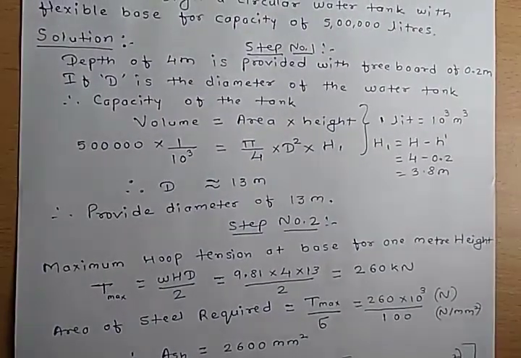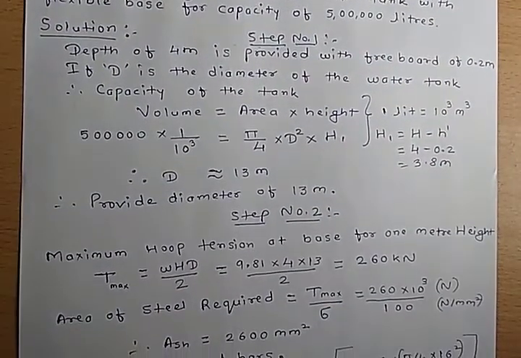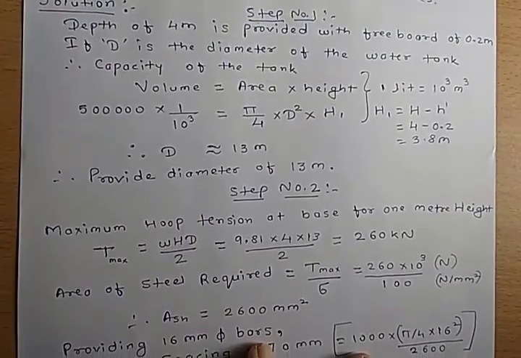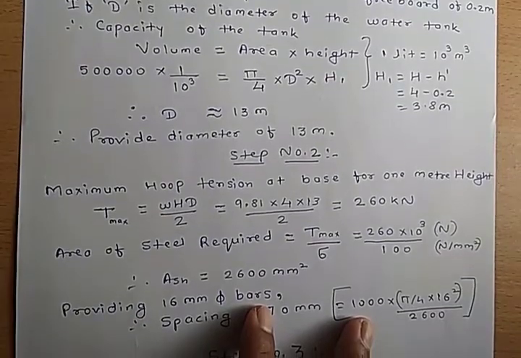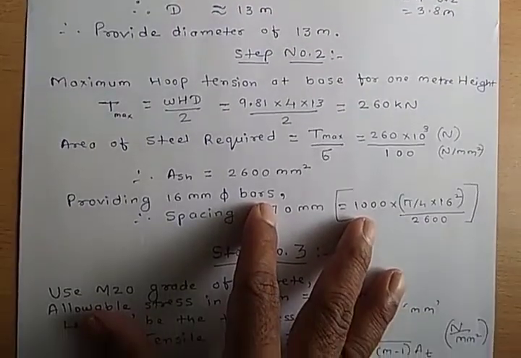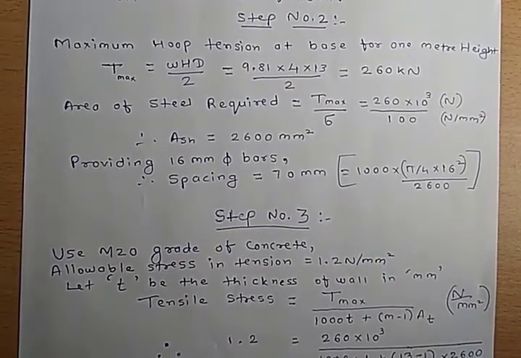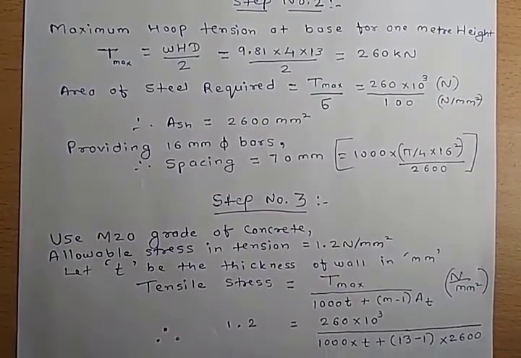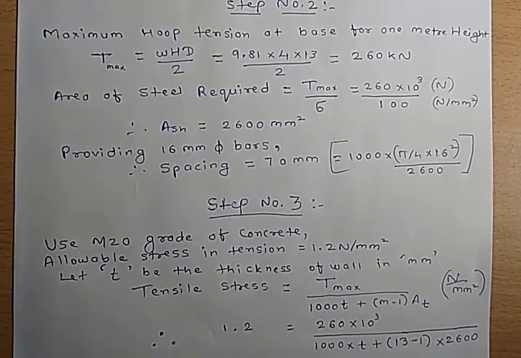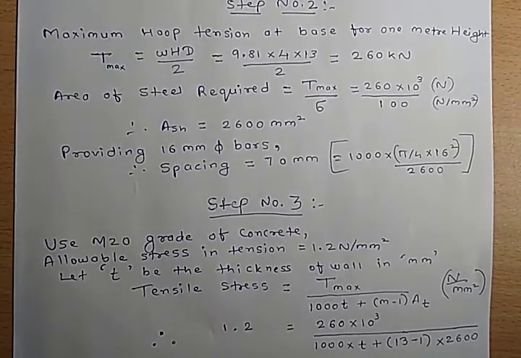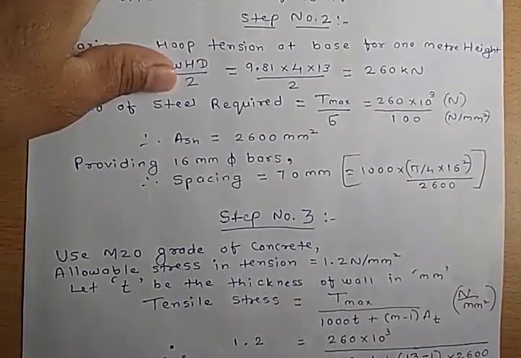This is our problem: design a circular water tank with flexible base for capacity of 5 lakh liters. Now we have first of all assumed the depth, and then we have calculated the diameter from the formula of volume equals to area into height. And here we got the maximum hoop tension. Once we got the maximum hoop tension, we will get the area of steel required, and then we get the spacing using this formula: area of 1 bar divided by total area, multiplied by 1000 because we are considering it for 1 meter.